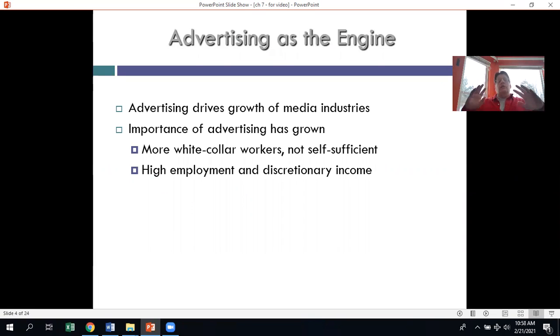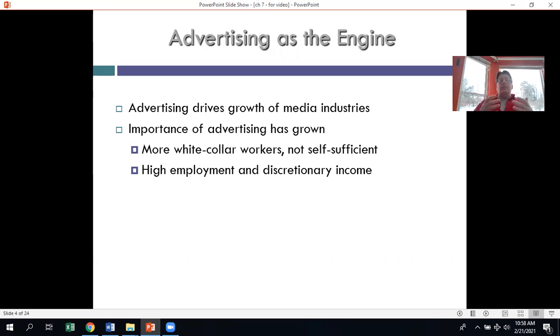They're not self-sufficient. In other words, if you go back 50, 75, 100 years, you'll see many more people, especially in America, who were able to be self-sufficient. That is to say, they lived on farms and they were able to grow their own food and their animals. That's just much less common now. And then we have high employment and discretionary income. There are obviously ups and downs in employment, but generally we have relatively high employment and people have discretionary income.